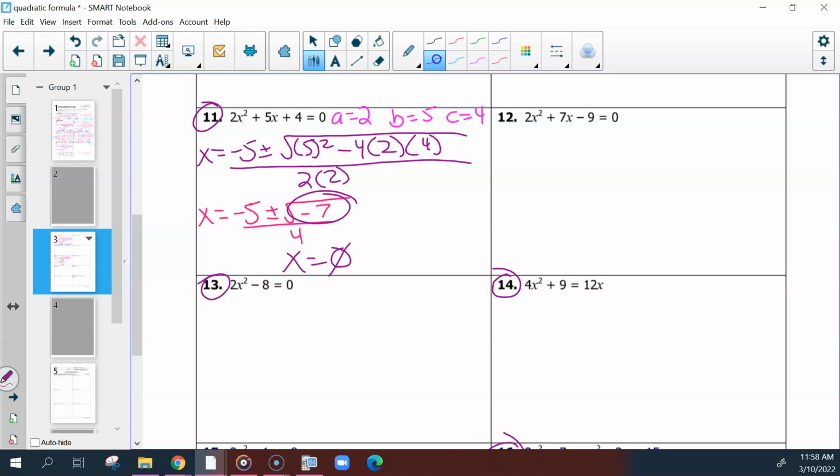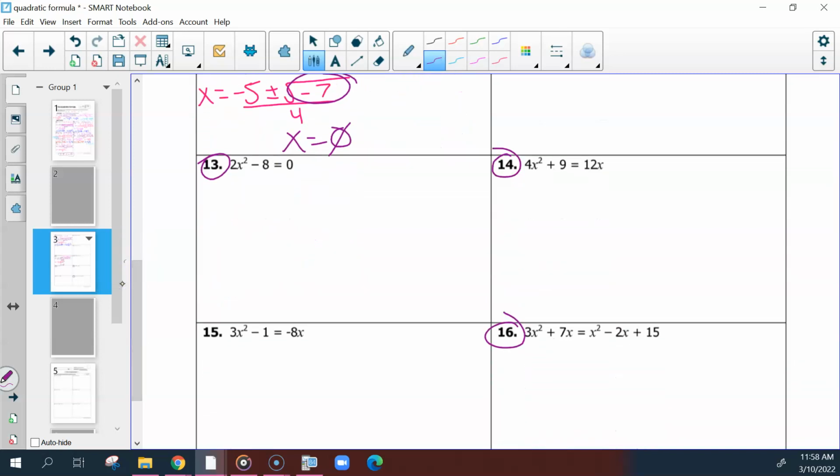Let's do 13. For 13, what are our A, B, and C values? A is 2. There isn't a B at all, so that would be 0. And C would be negative B.